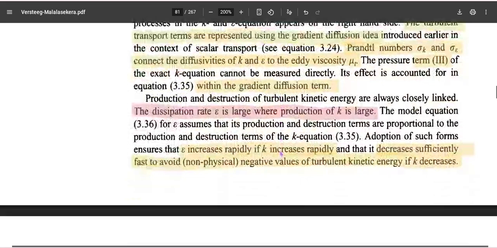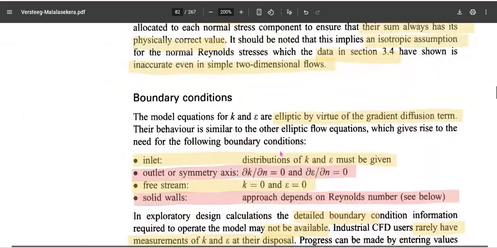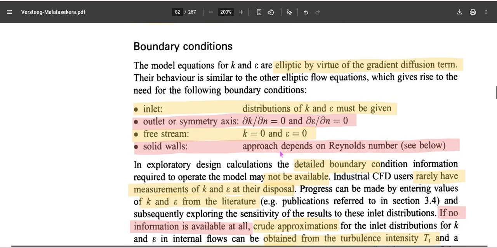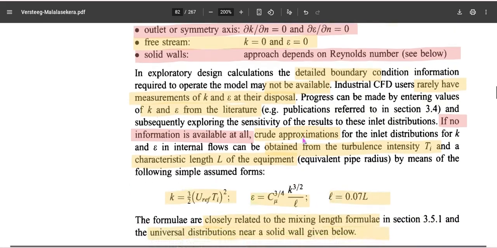And we have several empirical constants, and since these are transport equations, we need to impose boundary conditions. And we saw, for different boundary conditions, what setup can be made for these k and epsilon values. For example, for the inlet there should be a distribution of k and epsilon, Neumann boundary conditions may be expressed for the outlet, and for the free stream you can have a Dirichlet value of 0. So for the solid walls, we saw that there can be a different treatment.